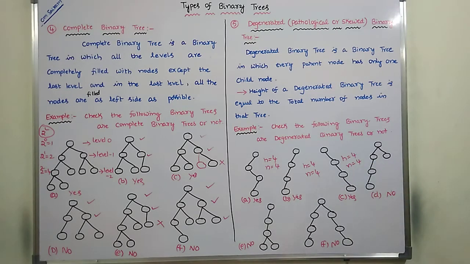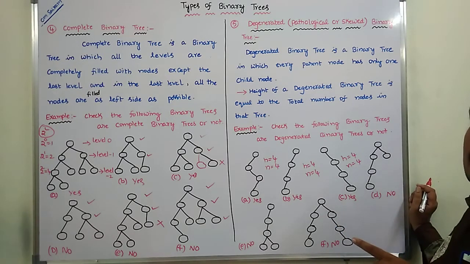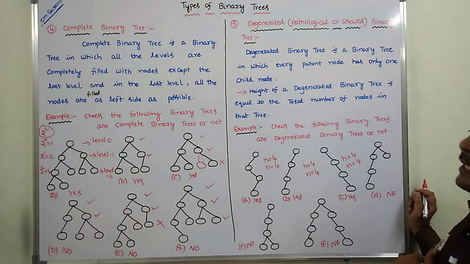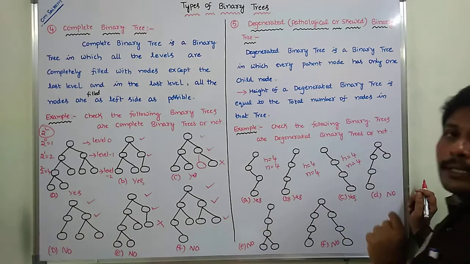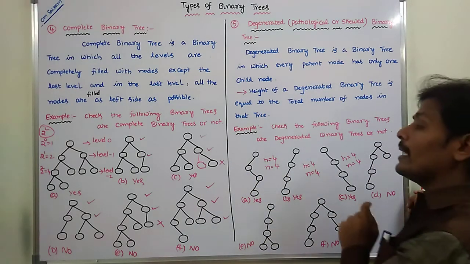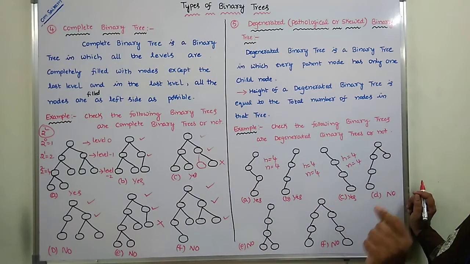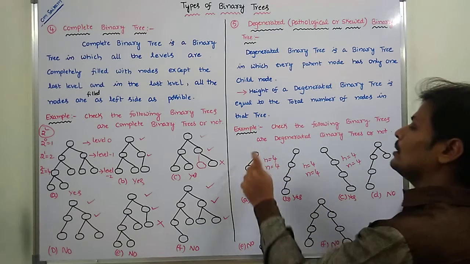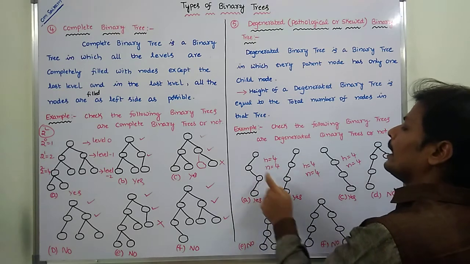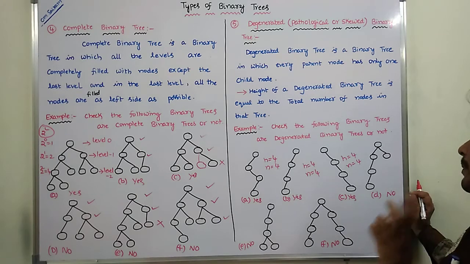In a degenerated binary tree, the height is equal to the total number of nodes in that binary tree. Here height means not the number of edges. Height means from root to leaf, how many nodes are there. That is nothing but height. So 1, 2, 3, 4. Height is equal to 4. Total number of nodes in the tree is 1, 2, 3, 4. Okay. Next one.